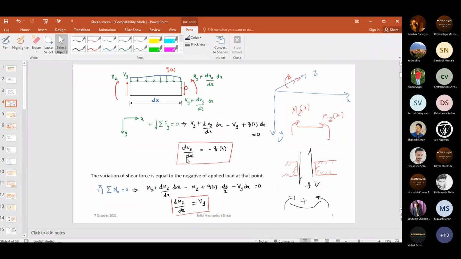Okay, so dy by dx is equal to minus x. That means the variation of shear force is equal to the negative of the applied load at that point. This all depends upon the axis system you choose. Somebody says I will choose this as negative, you are perfectly legitimate, you can go ahead. But all of you use the same sign system, that will be easier for us to check also. But there is no hard and fast rule that one should assume this as positive.